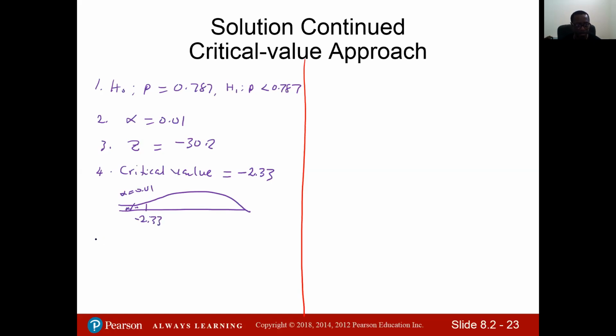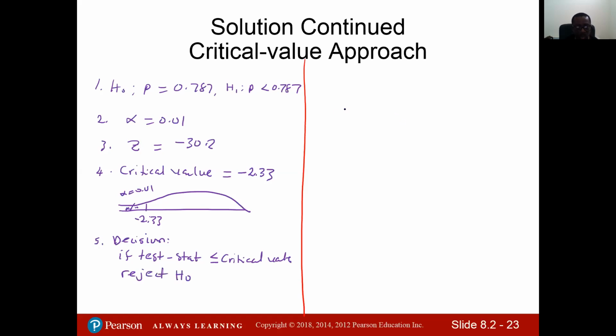So step five, we want to find the decision. What is your decision here? Since my test statistic, if the test statistic is less than or equal to the critical value, then reject H0.